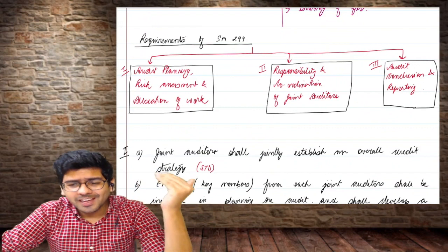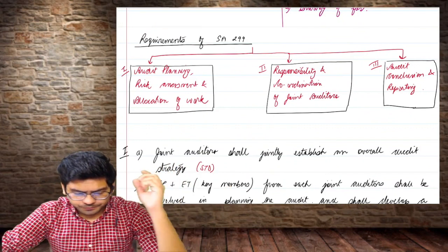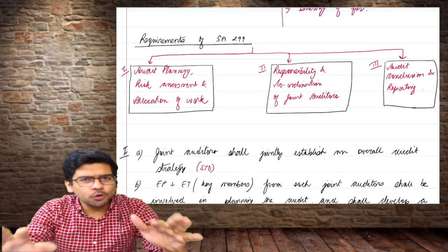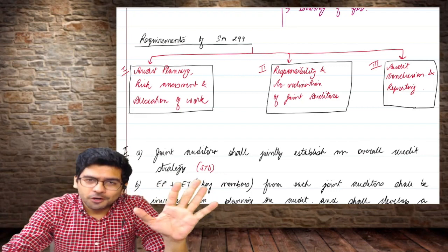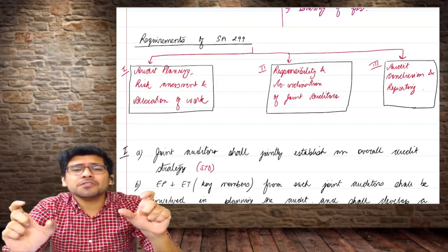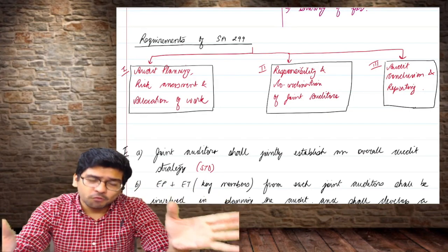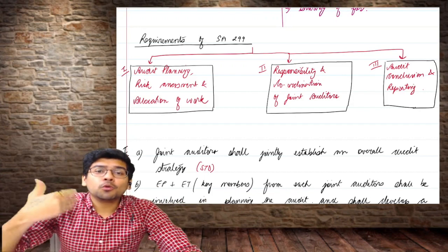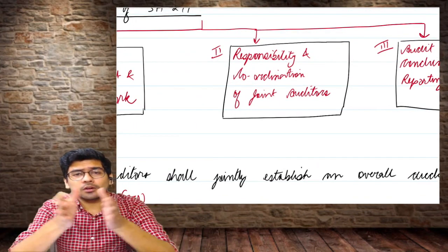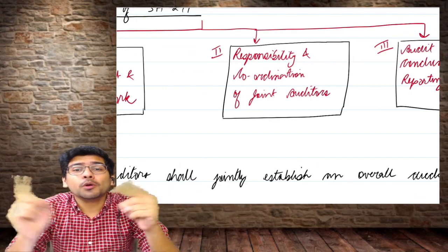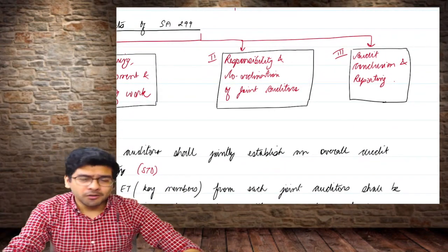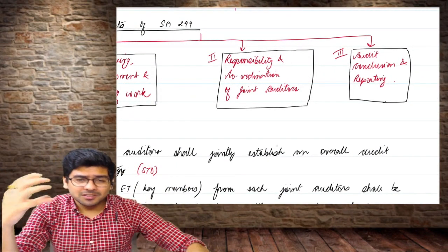Only 3 requirements, only 3 areas we have to cover here. First, audit planning, risk assessment and allocation of work. In any type of audit you do, whether you are the sole auditor or in the case of joint auditors, we have to make an audit plan and go with the risk assessment, and then we have a specific point in case of joint audit, that is allocation of work. After doing this, you go to the field work and do the audit. Second, we are going to discuss responsibility and coordination of joint auditors: who will be responsible for which area, and how are they going to coordinate among each other. And thirdly, how are they going to report, audit conclusion and reporting. So these are the 3 areas which the standard focuses upon.